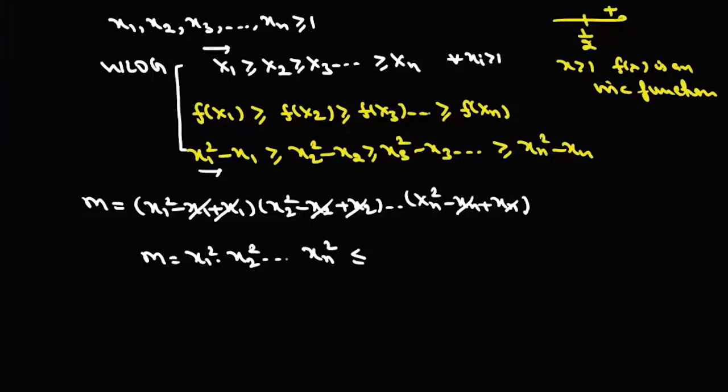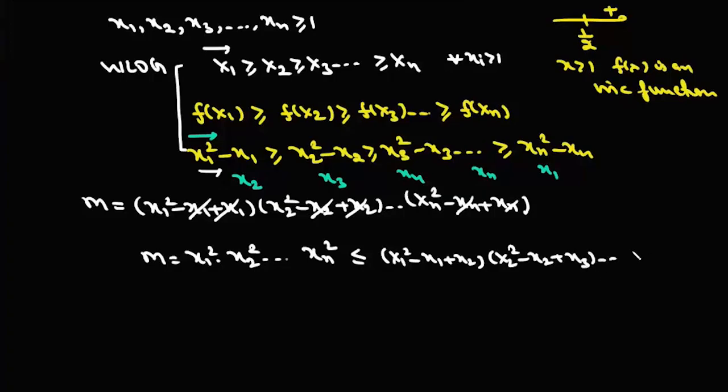Now we'll consider a random arrangement where we have this sequence and we consider another sequence which is x2, x3, x4, xn and x1. So if we take product of this sum, then it will be greater than or equal to (x1 square minus x1 plus x2)(x2 square minus x2 plus x3) up to (xn square minus xn plus x1), which is what we need to prove in this question.